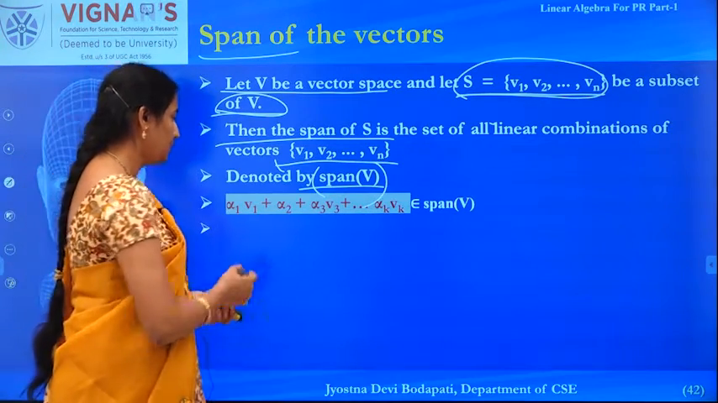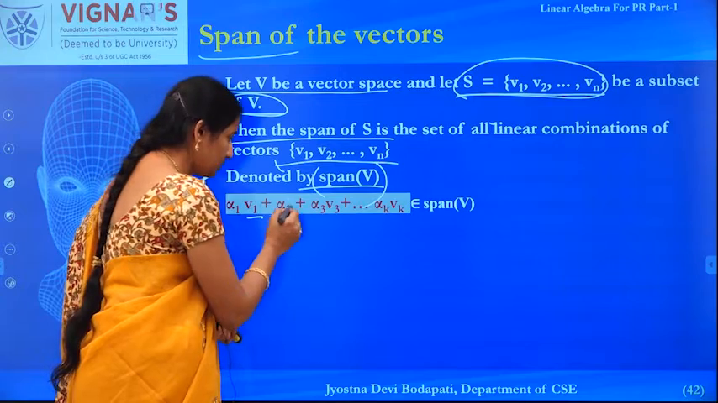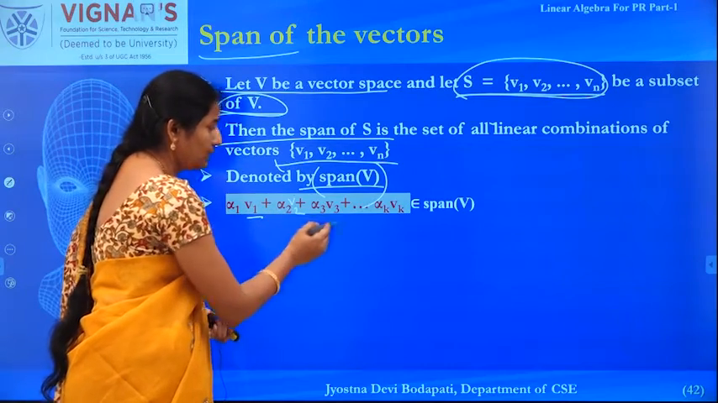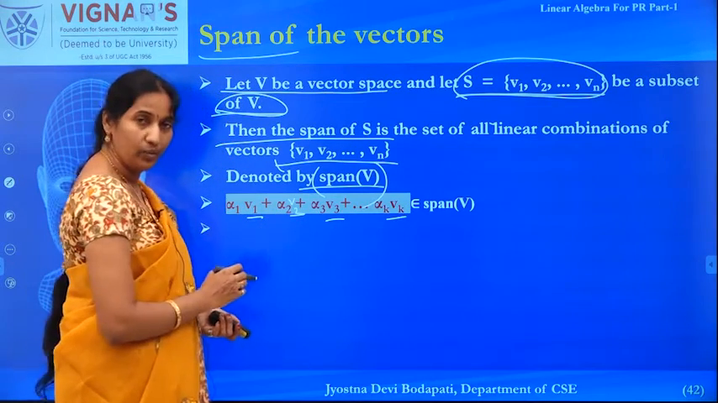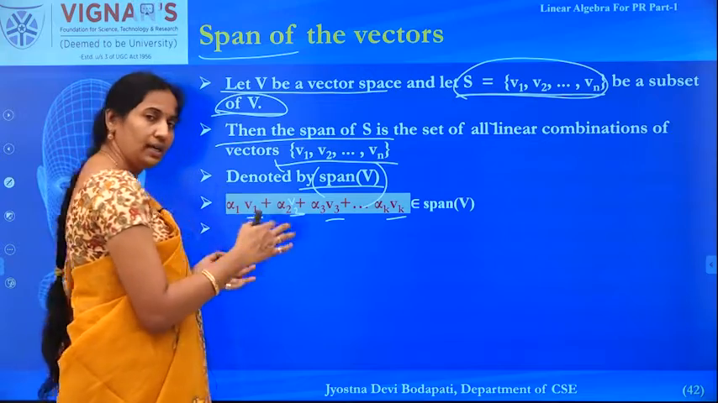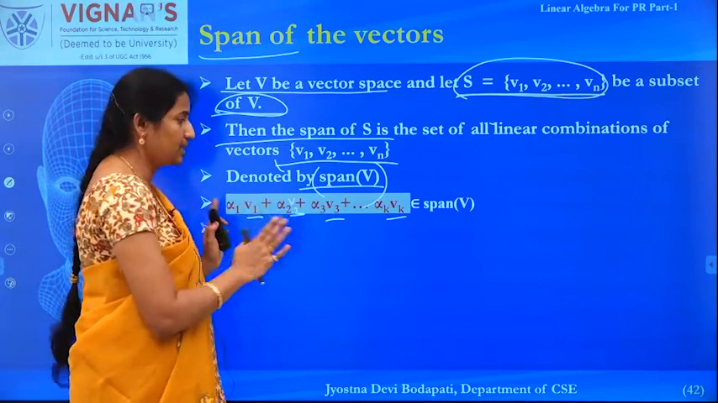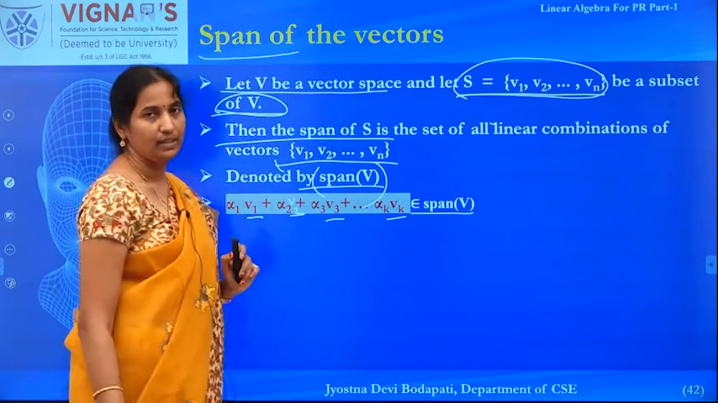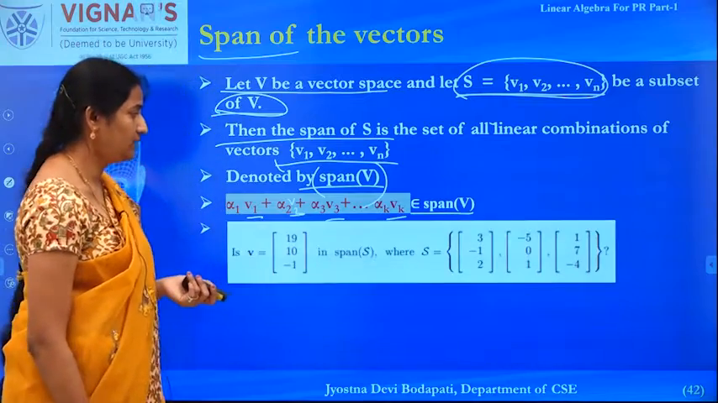And you can say that if v1, v2, v3 and so on up to vk are the vectors, then any linear combination of these vectors belongs to the span of the vectors. Right, that's how we can define the span of vectors.